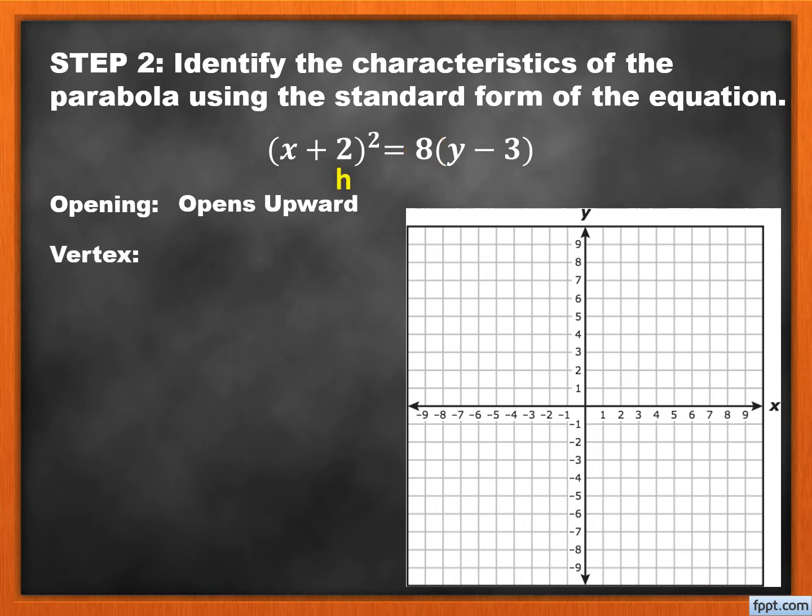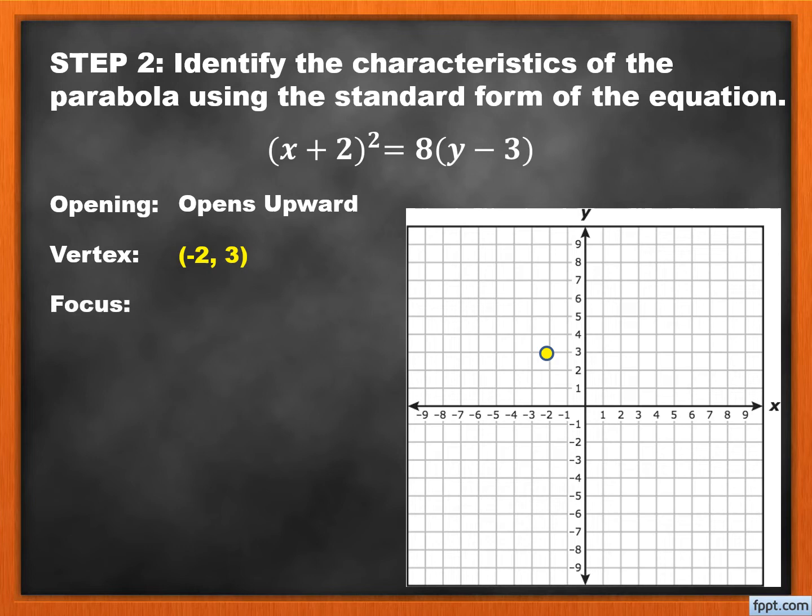For the vertex, we're going to identify the values of h and k. But remember to change the sign of the numbers in our standard form of the equation. Therefore, our vertex is at (negative 2, positive 3). In our Cartesian coordinate plane, you can plot our vertex at this point.